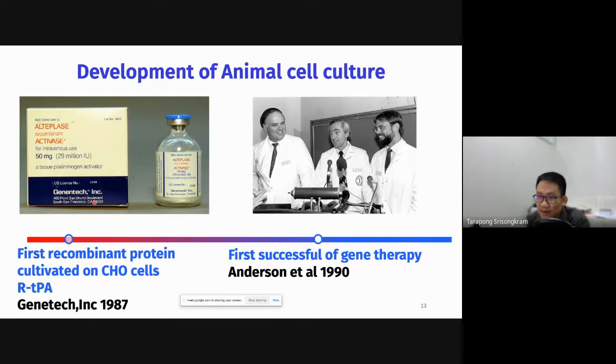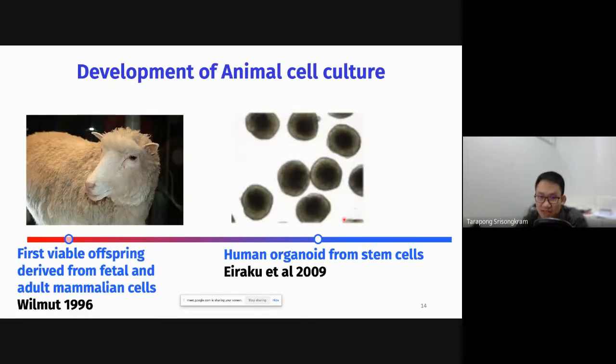And next, after the poliovirus vaccine was created, the company named Genentech created the first recombinant protein cultured on CHO cells. The protein is named recombinant tissue plasminogen activator. And after the creation of the recombinant protein by cell culture, three medical doctors used the cell culture as a platform to create a gene therapy in 1990. So cell culture has been developed and used in both the pharmaceutical and the healthcare system.